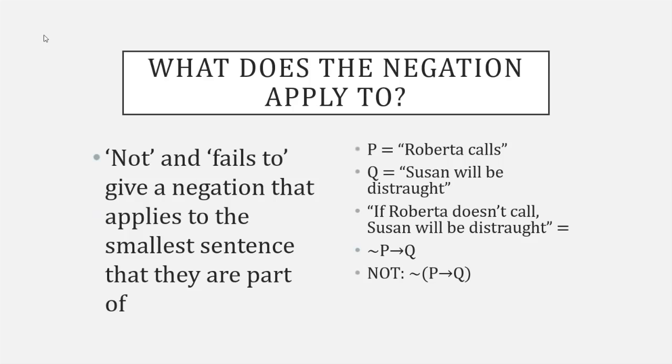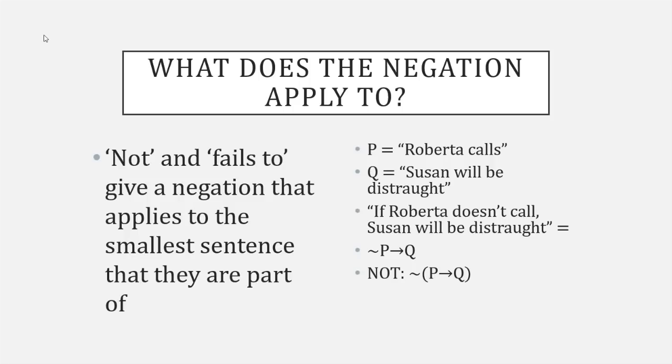There's one small wrinkle with the negation, and it's the question of what the negation applies to. And the rule is going to be the following. Not and fail to give a negation that applies to the smallest sentence that they are part of. So suppose the sentence to be symbolized is, if Roberta doesn't call, Susan will be distraught. P is Roberta calls and Q is Susan will be distraught. If you're turning that into a logical sentence, what you want is to apply the negation to the smallest sentence that it's part of. So Roberta doesn't call. Yeah? So the negation goes on not P, which is a very different sentence than it's not the case that if P then Q.